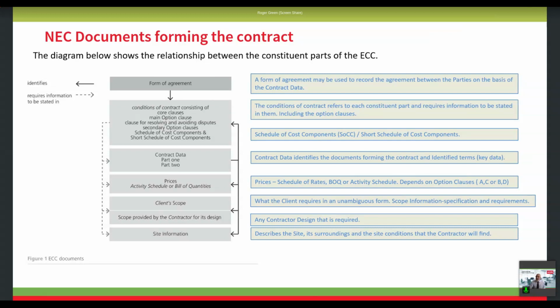We then have design. If there's any design that's done by the contractor, that's then dealt with there. So there's maybe certain warranties and so on required. And then the site information, again, is describing the site and its surroundings and the conditions that the contractor will find. So it's giving us some insight into what we will expect to find within the area that is bounded by as the site.